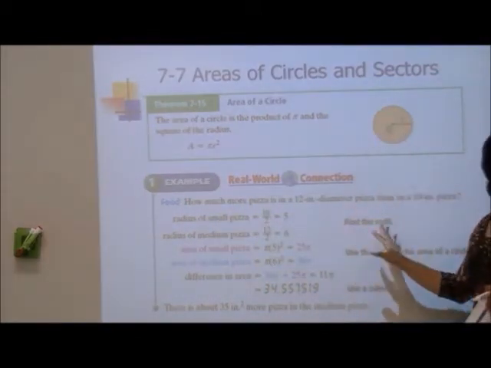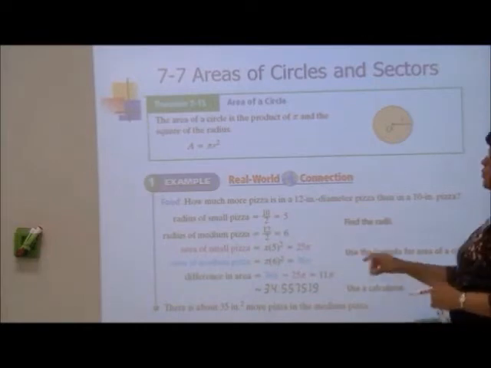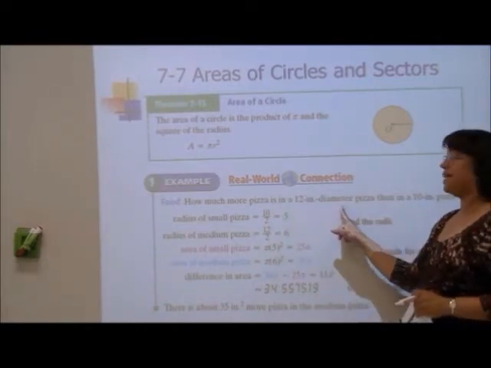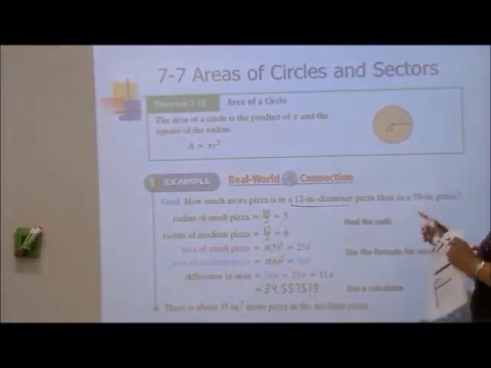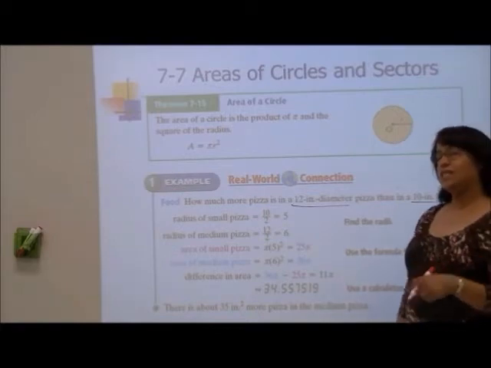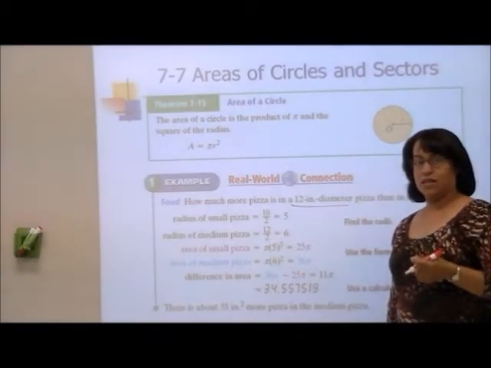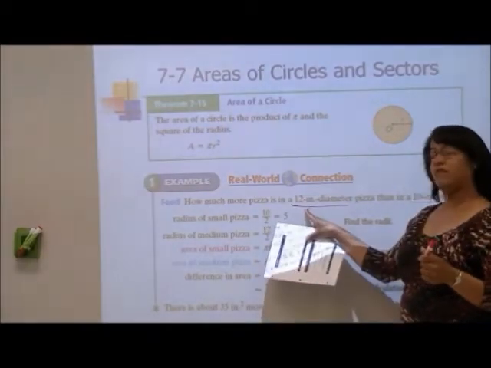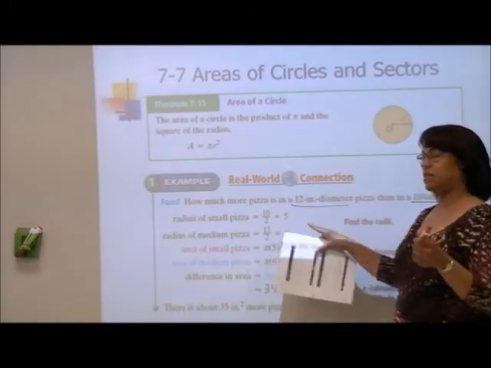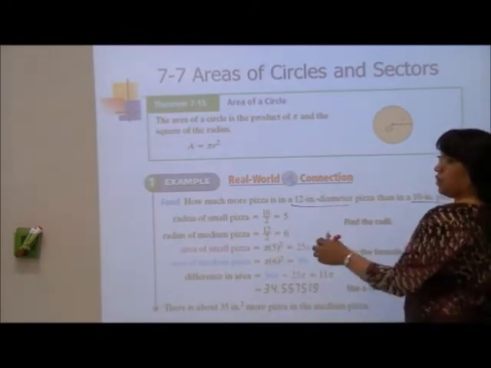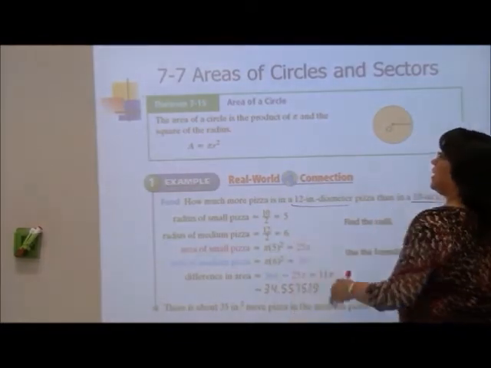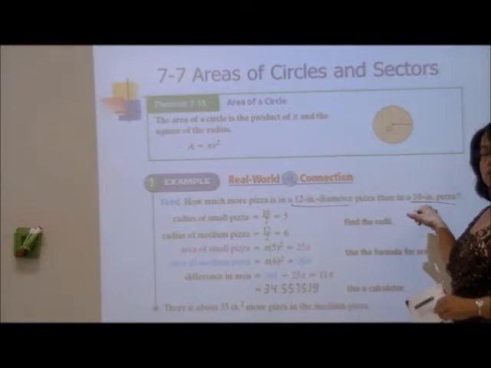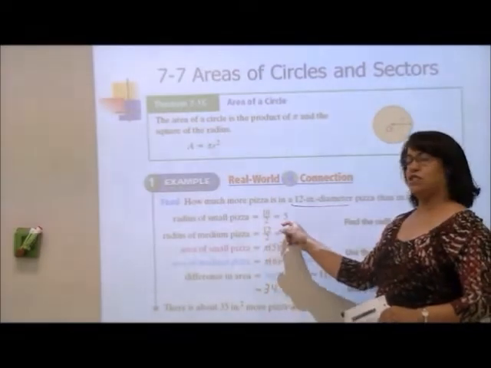But let's go through a real-world example. How much more pizza is in a 12-inch diameter pizza, and that's important, than in a 10-inch pizza? So in your warm-up, you already saw the relationship between the diameter and the radius. So if the diameter is 12 inches, what is your radius for that pizza? And if you look over here, you see it is 6, because 12 divided by 2 is 6. And the radius for your 10-inch pizza is 10 divided by 2, which is 5.